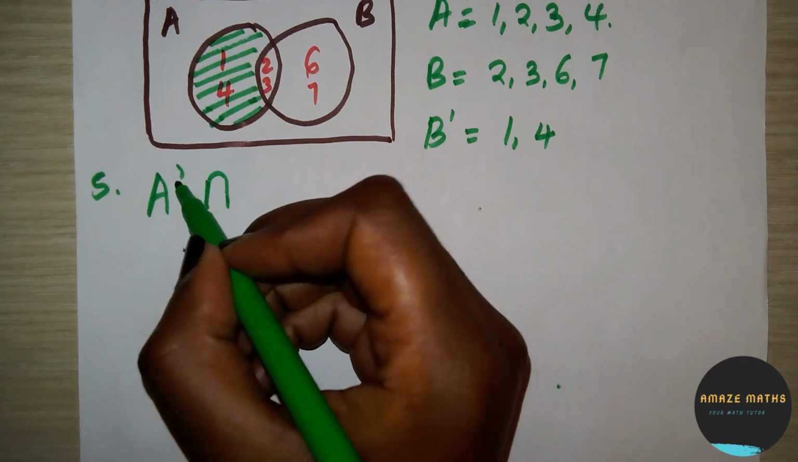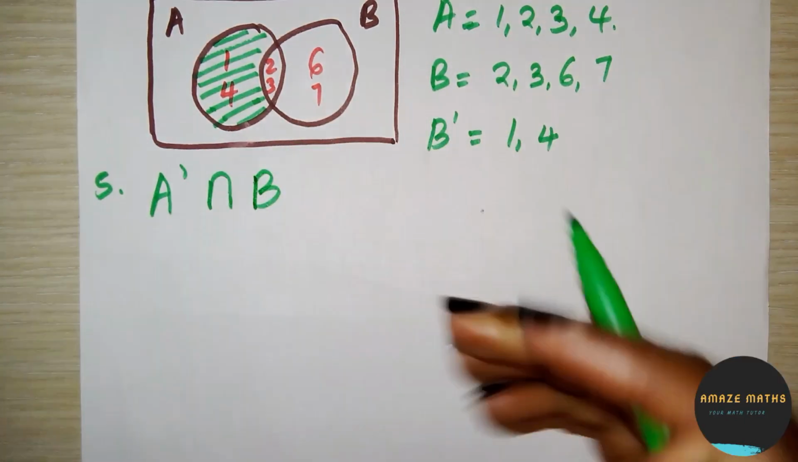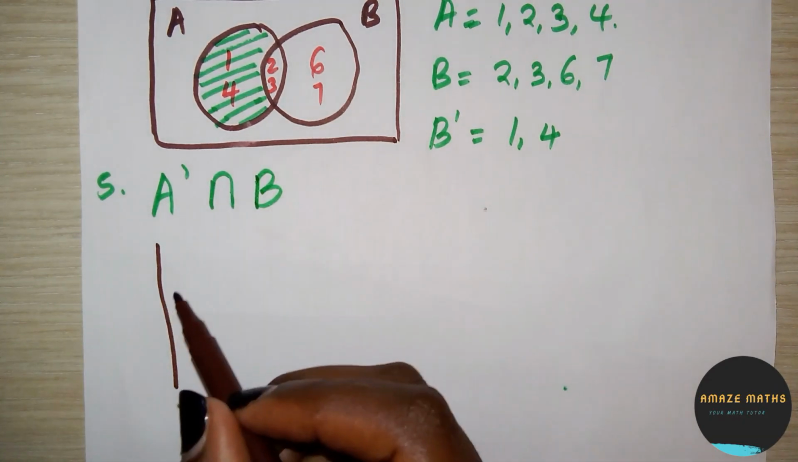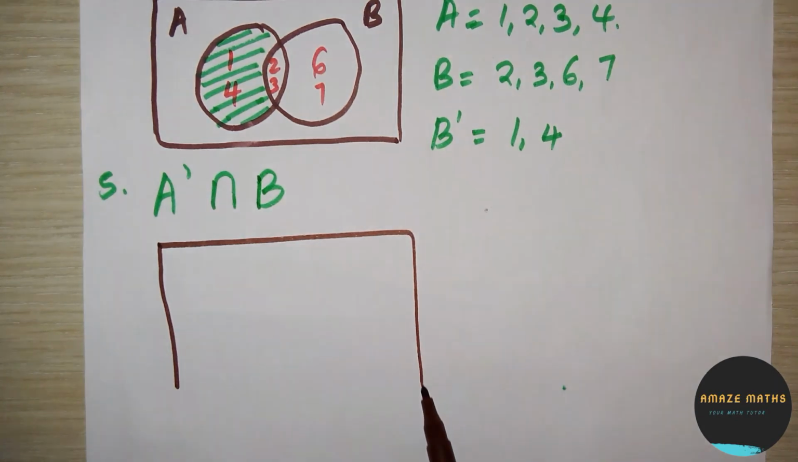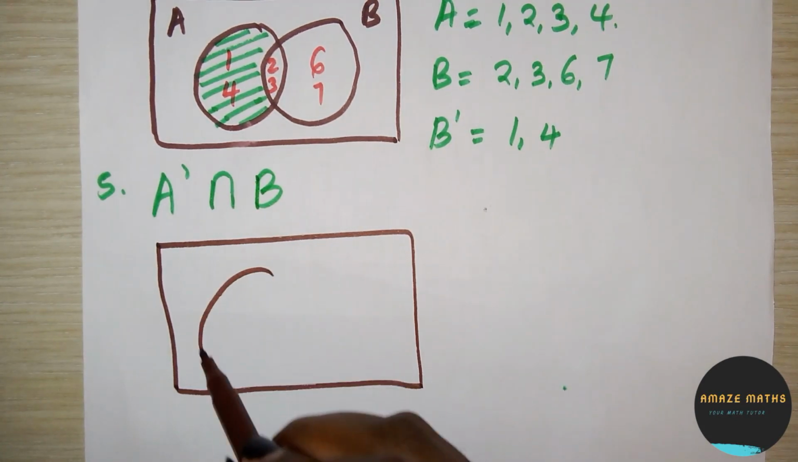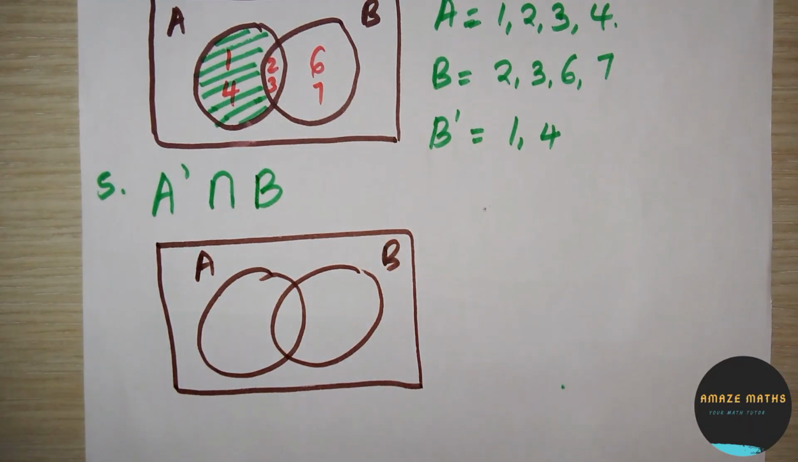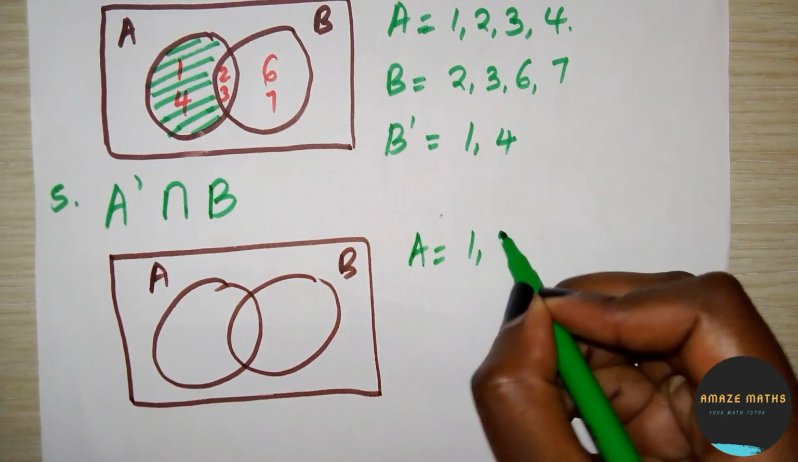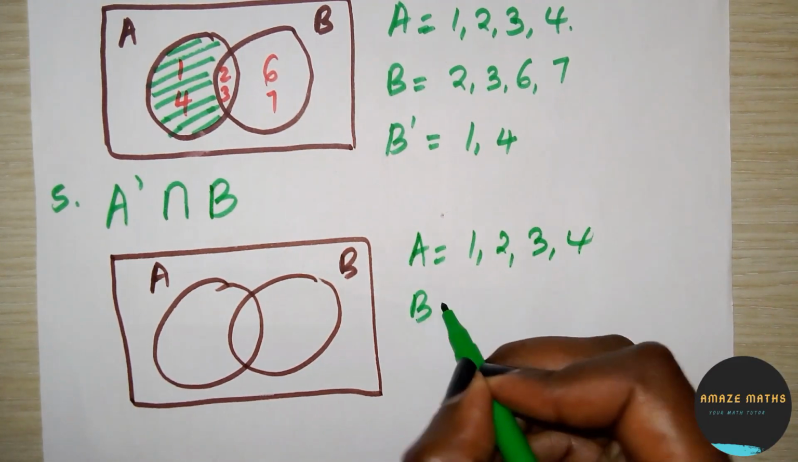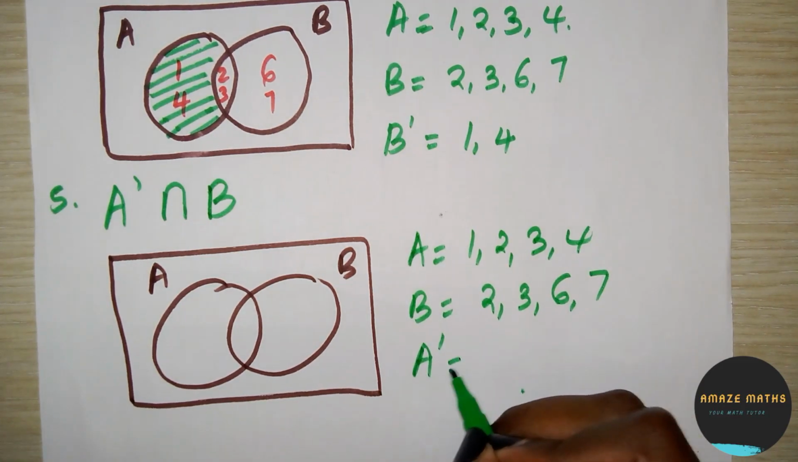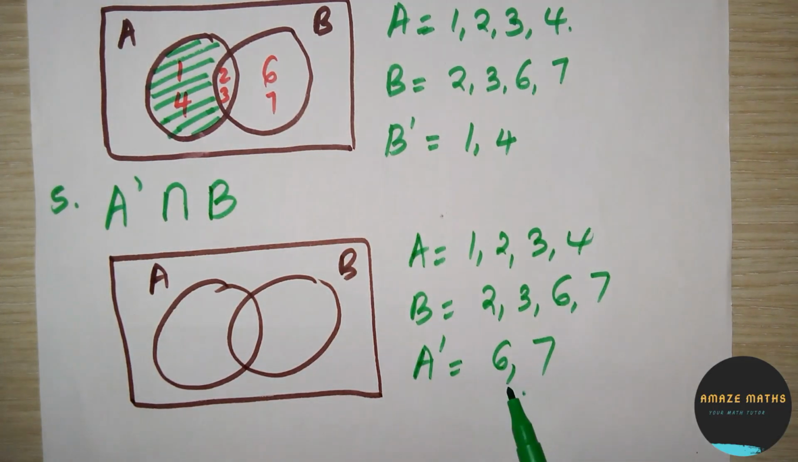Number 5, complement of A intersecting with B. That was not a straight line. Okay, so we have A and B. A equals 1, 2, 3, 4. B equals 2, 3, 6 and 7. Complement of A is 6 and 7. So what is outside of A is 6 and 7.